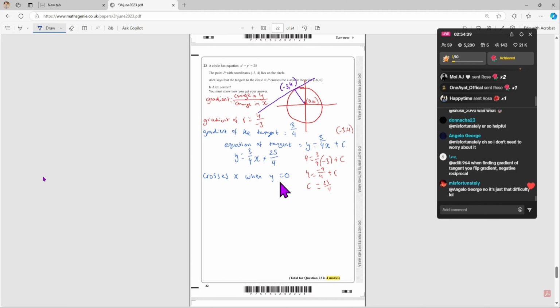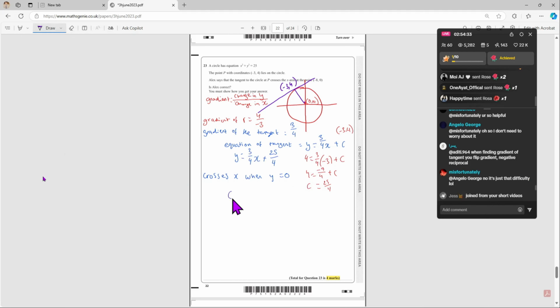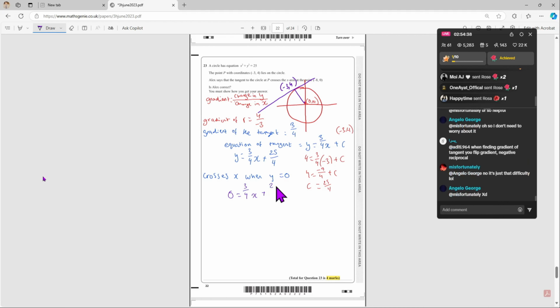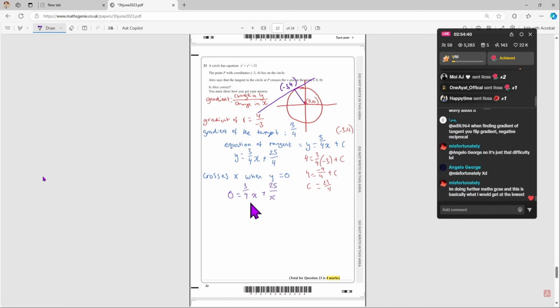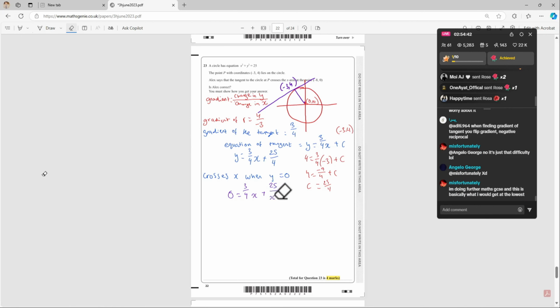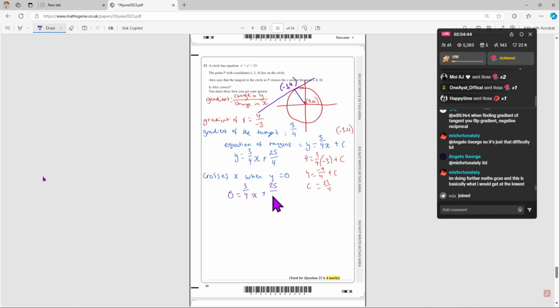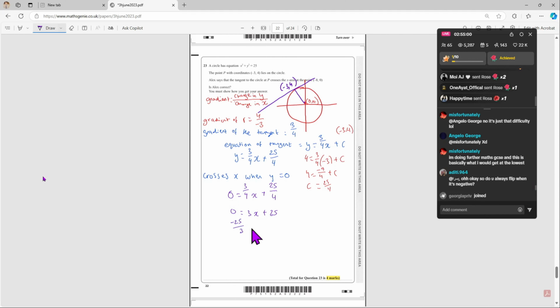So, we're going to replace our y with our equation. We're going to have 0 is equal to 3 over 4x plus 25 over 4. So we're going to work out the value of our x. So we're going to rearrange it. So you're going to have 0 is equal to 3x plus 25, multiply by 4, and then find the value of x. So you're going to have minus 25 over 3 is equal to x.